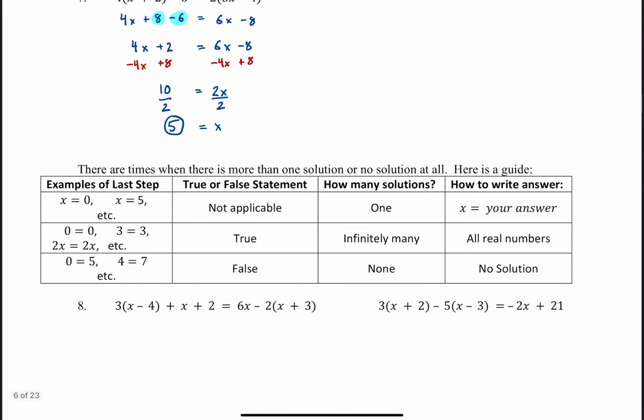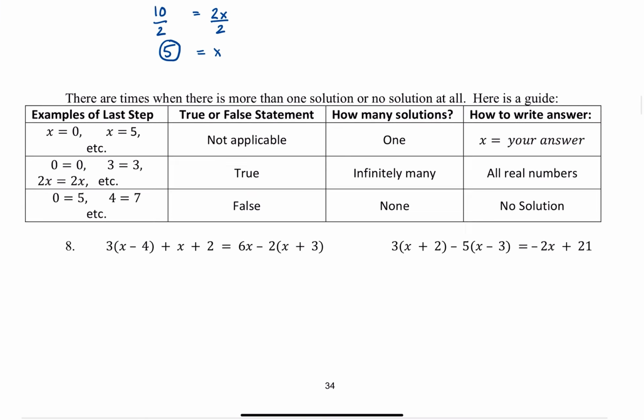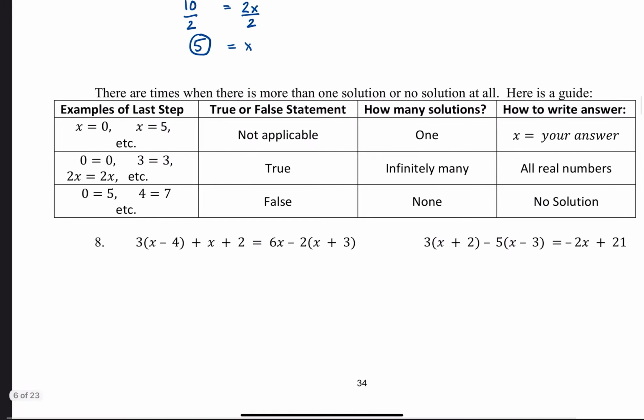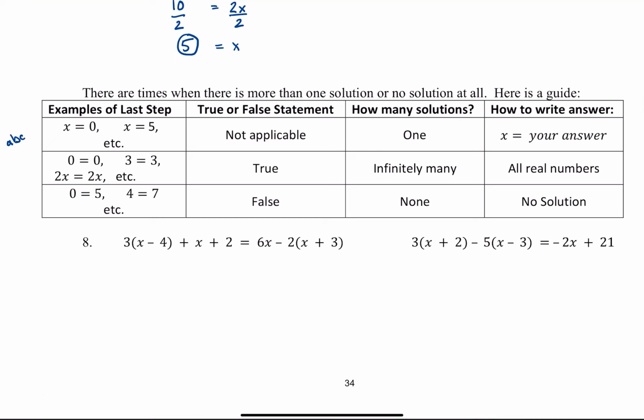And there's a couple scenarios that we're going to run into as we solve. We want to make sure we can classify them appropriately. So all of the scenarios that we did above fall into this first row of this table, where there is some specific solution at the last step, x equal to 0, x equal to 5, what we encountered up here. There's no point calling this a true or false statement. We're just finding the solution, and there's namely 1, and our answer is just x equal to whatever we found.